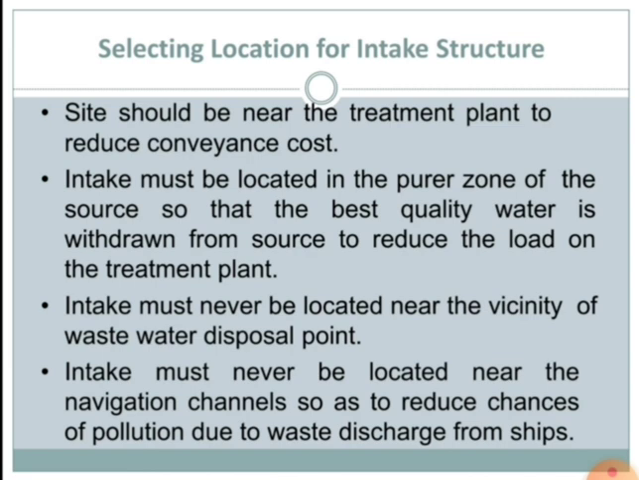And next thing is intakes must never be located near the navigation channels. So what happens when you locate an intake very close to the navigation channel, or suppose the intake interferes with the river traffic? So we know that in the navigation channel there may be chances of pollution because there may be discharges from the ships. So in order to avoid that, we should see that the intakes are not located near the navigation channel, or it should not interfere with the river traffic.